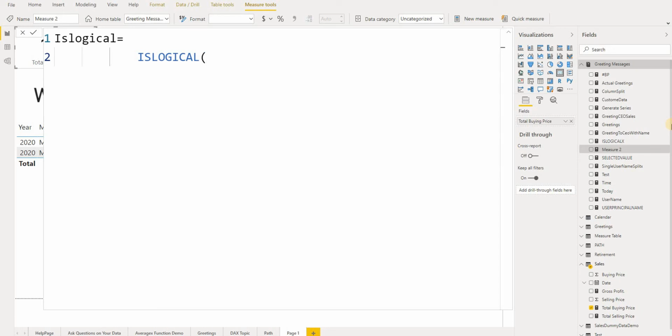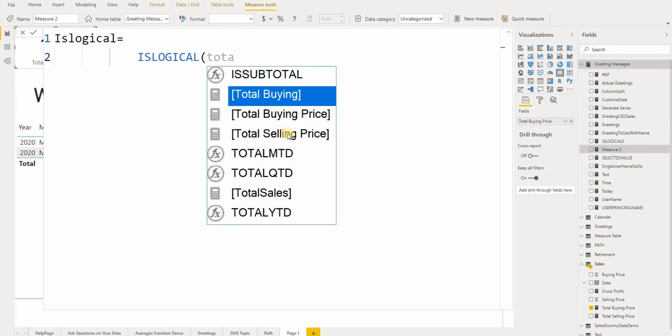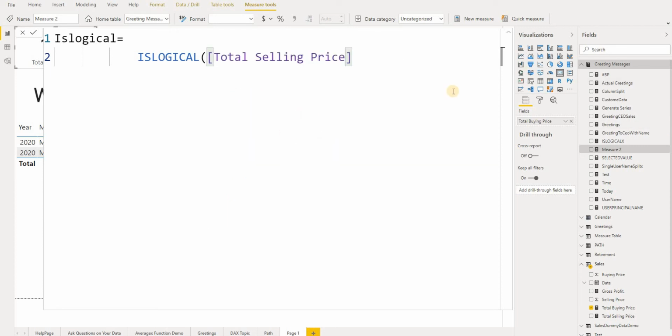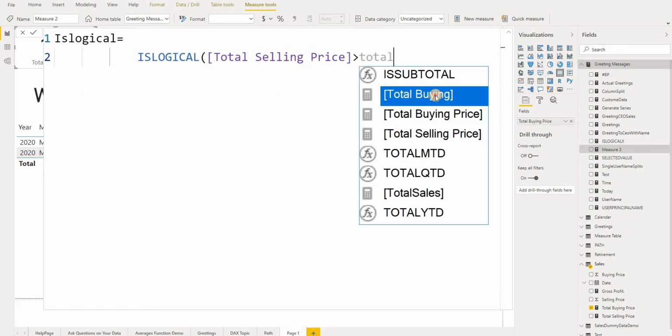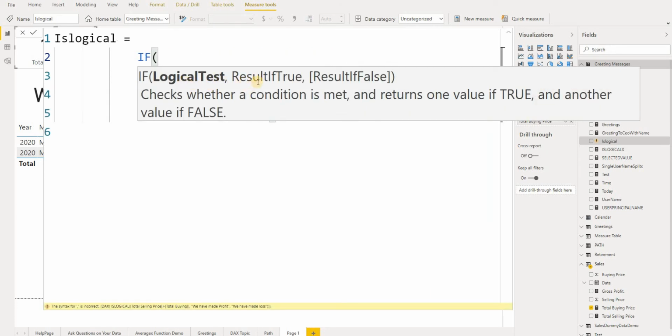So let's do that. Don't forget, we have done our calculation for the total selling price, so we're just going to call that calculation here. That's our calculation, and we check whether this is greater than our total buying price. So we are testing a logical test: if the total selling price is greater than the total buying price, then what happens? If it's greater, we have made a profit, or if it's less, we have made a loss, and we do know we have made a profit here.